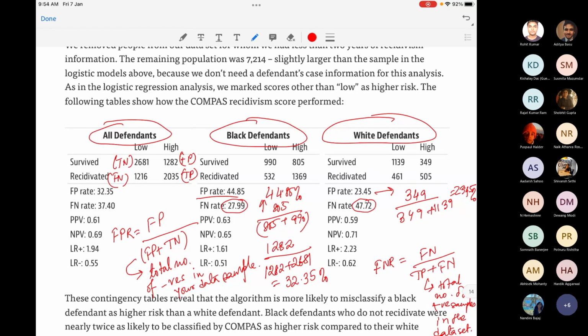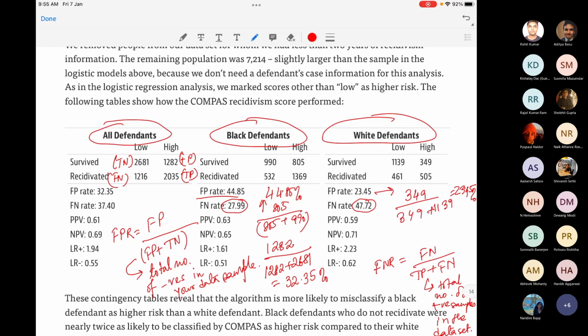You are calling the guiltless to be guilty. What is the false negative rate? Sir, you're acquitting somebody who is guilty. You are acquitting somebody who is guilty. And this is larger for the white defendants. So white defendants escape much more than the black defendants.